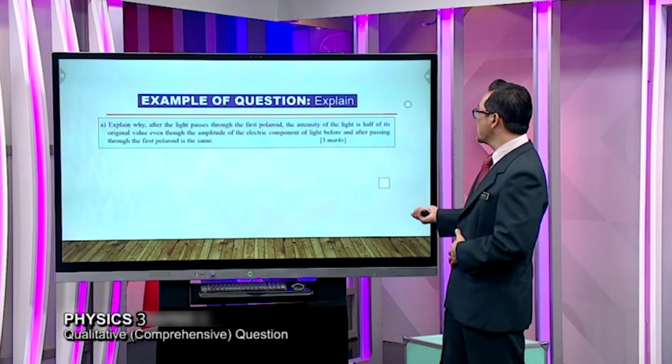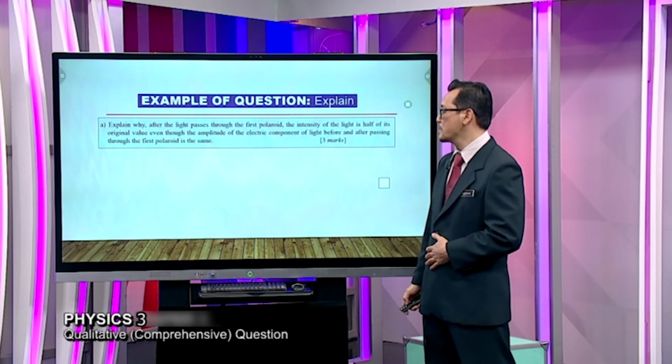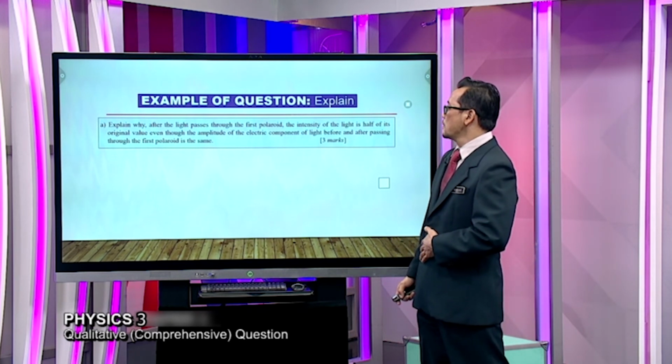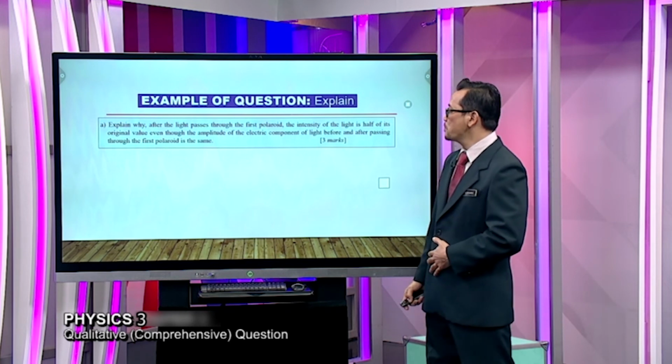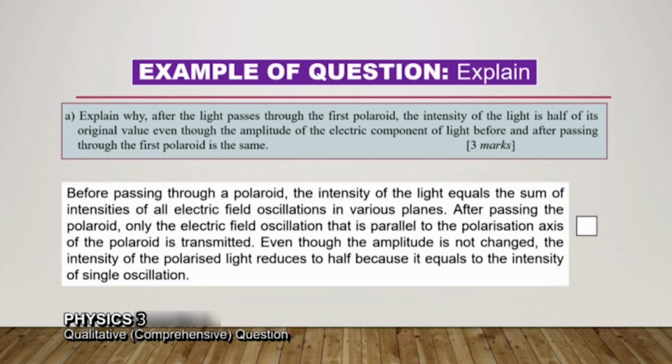So let's look at the last question, which is the explain type of question. I have one question here. Explain why, after the light passes through a first Polaroid, the intensity of the light is half of its original value, even though the amplitude of the electric component of light before and after passing through the first Polaroid is the same. So it's quite challenging. Let's see the suggested answer.